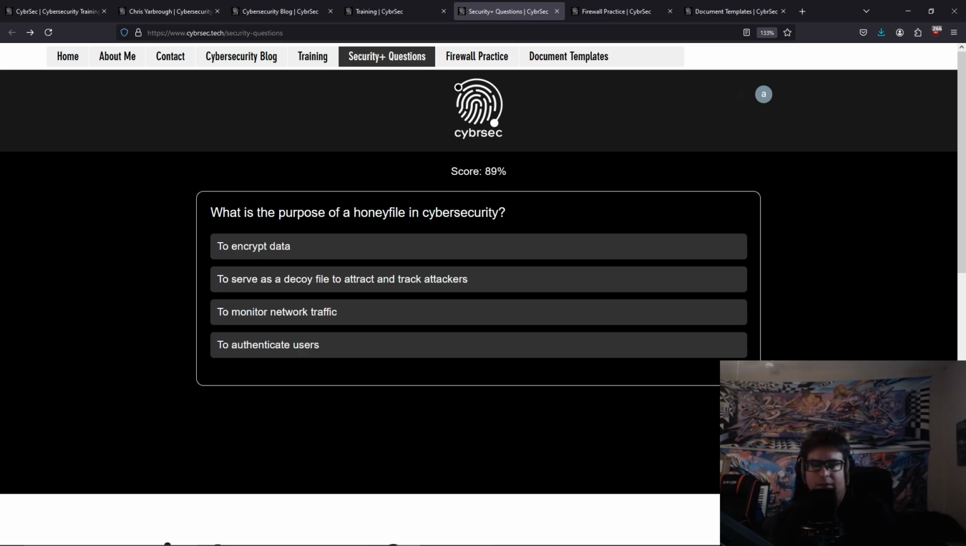What is the purpose of a honey file in cybersecurity? To serve as a decoy file to attract. Yeah. Honey file, honey pot, honey net is all going to be to lure or attract attackers.